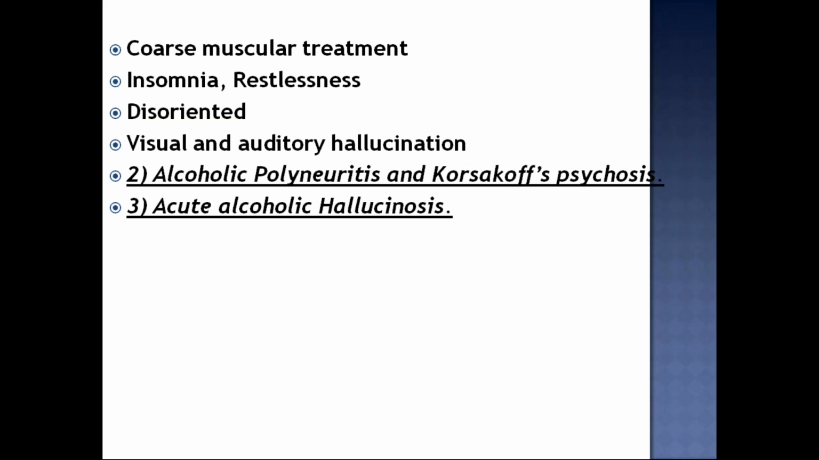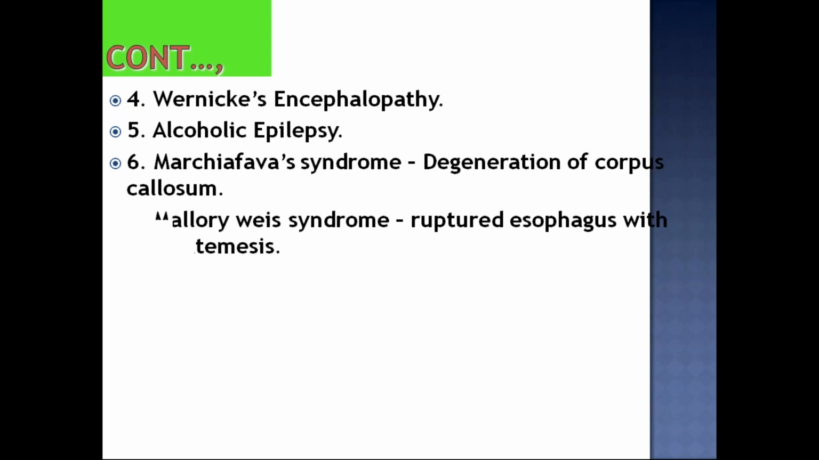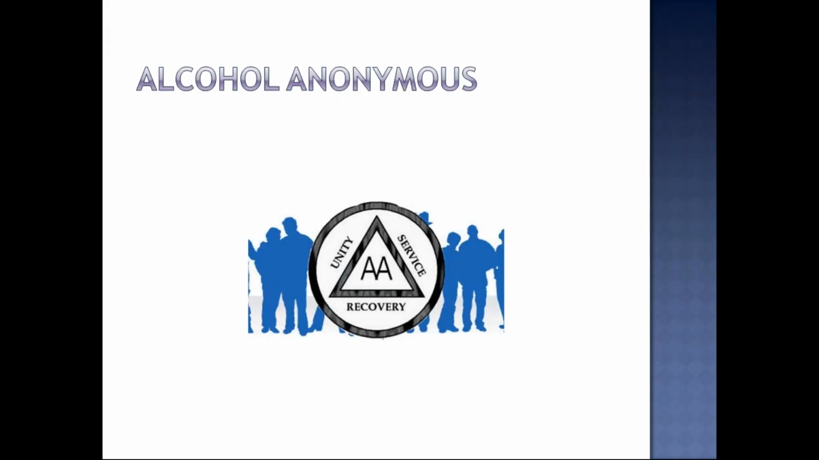There can be alcoholic polyneuritis, Korsakoff's psychosis, acute alcoholic hallucinosis, Wernicke's encephalopathy, alcoholic epilepsy, and Marchiafava-Bignami syndrome, which is a degeneration of the corpus callosum. So chronic alcoholic patients can have degeneration of the corpus callosum, which we call Marchiafava-Bignami syndrome. Then Mallory-Weiss syndrome, where there is a rupture of the esophagus with hematemesis, that is, vomiting of blood. Because of the rupture of the esophagus, it is called Mallory-Weiss syndrome.